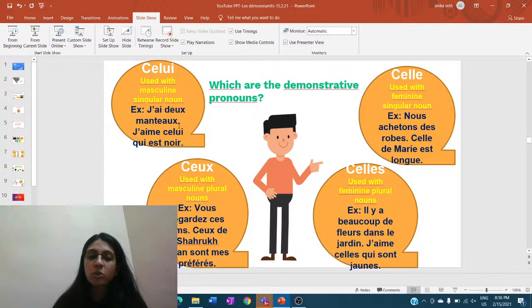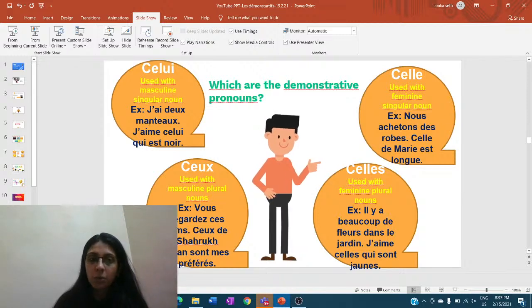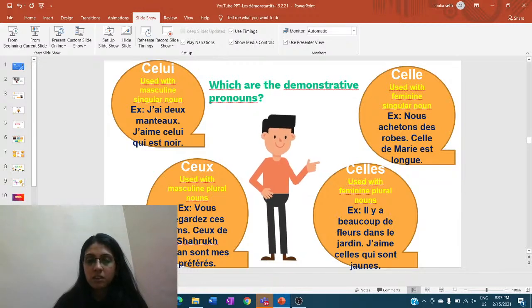So instead of saying j'aime le manteau qui est noir, I am replacing the noun manteau because it has already been mentioned in the sentence, j'ai deux manteaux. I have two coats. So now I am replacing the noun manteau with a demonstrative pronoun, still referring to manteau only. Alors, j'aime celui qui est noir. Why celui? Because manteau is a masculine noun, right? I like the one which is black. Alors, j'aime celui qui est noir.